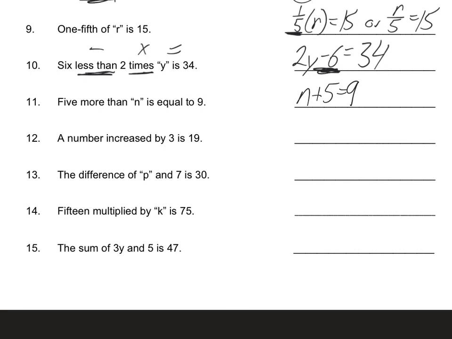So 5 more than means plus. So 5 more than n is equal to, so equal sign 9. When I was reading this though, 5 more than n, that tells me I have n and I'm adding 5 more to it. So that's why I put it down as n plus 5 equals 9. Go ahead and try the next one.